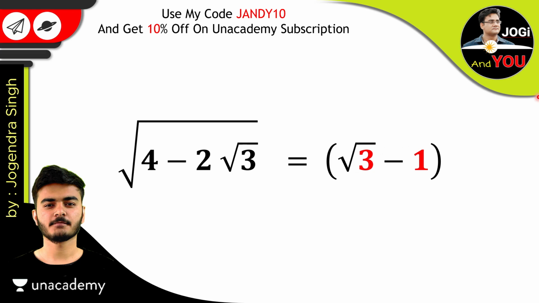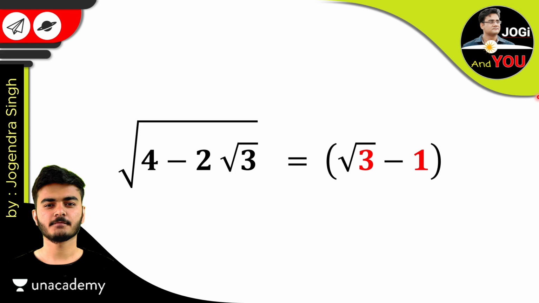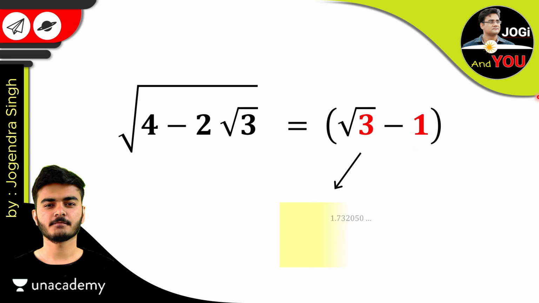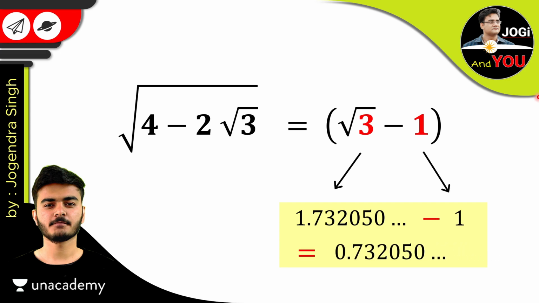So practically we got our answer, but if we want to calculate the answer in exact value, then find the value of root 3, which is 1.732050, and minus 1. And after subtracting, we have 0.732050 dot dot dot till infinite. Did you see how we solve it? The question was so easy, so we solved it easily.